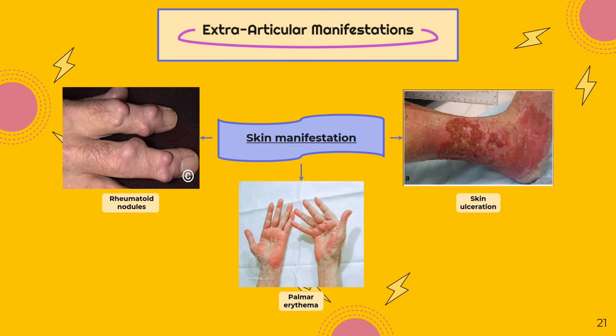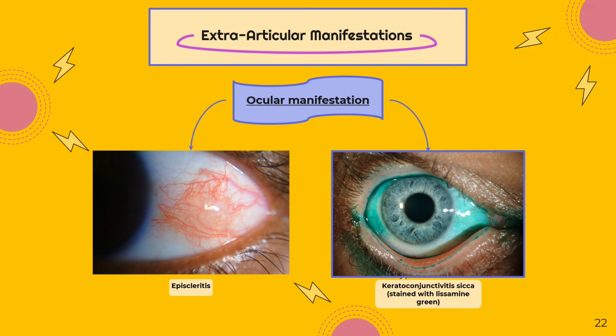Next, we will be looking at the extra-articular manifestations. For skin manifestations, it includes rheumatoid nodules, palmar erythema, and skin ulceration. For ocular manifestations, keratoconjunctivitis sicca, also known as dry eye syndrome, is common in RA patients. The eye may also have episcleritis.